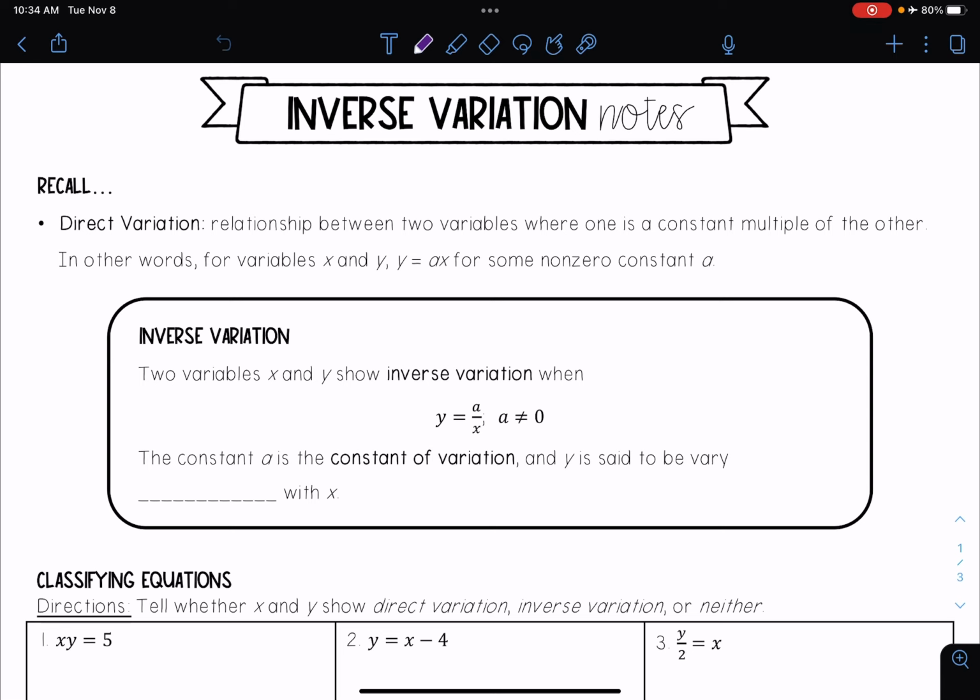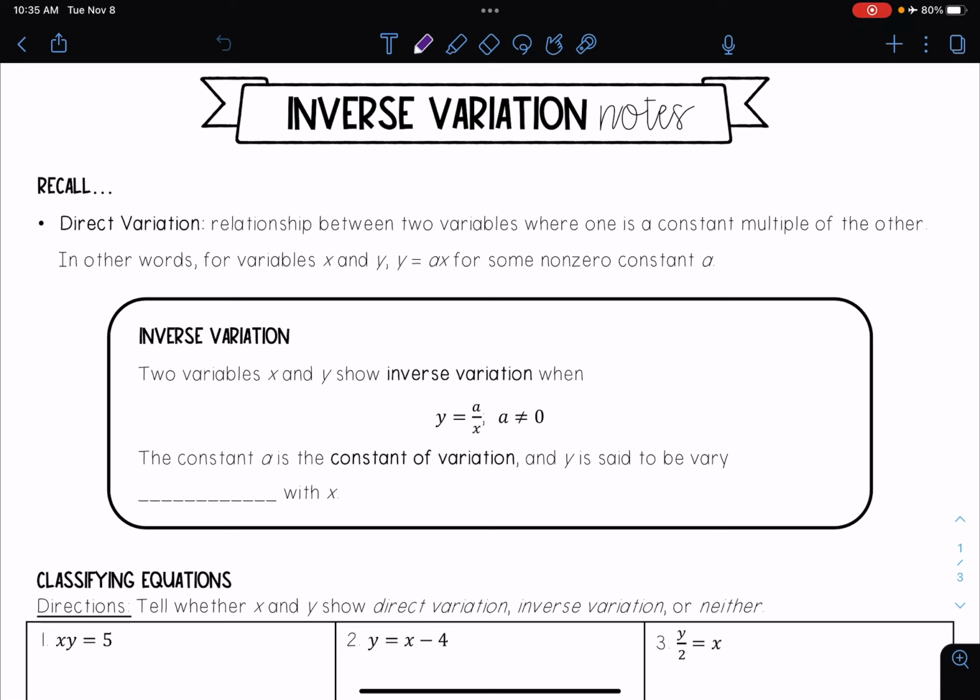So if you recall, we have something called direct variation, and that is the relationship between two variables where one is a constant multiple of the other. In other words, this means that the variables x and y have the equation y equals ax for some non-zero constant a. So y and x in this case have direct variation because y is equal to a times x. So a is some constant and y is just a multiple of the variable x.